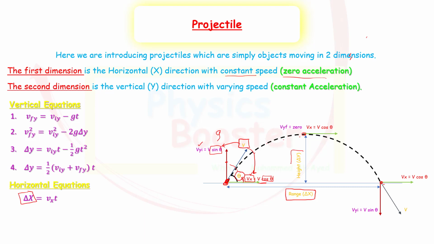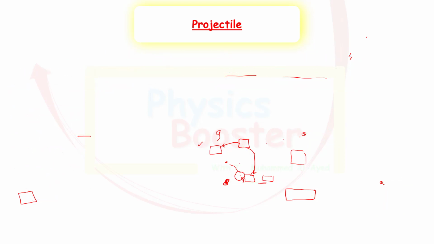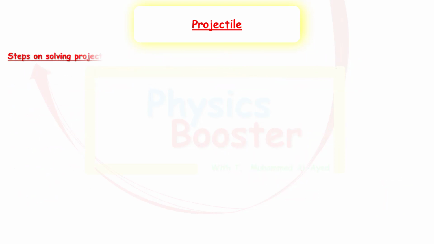So delta y here is changing, and we know that delta y can be found using these equations. Now let's go into this shape in more detail. But first of all, how can we solve a projectile motion? Well, actually, put these steps into your mind, and I think any projectile motion problem will be solved easily.